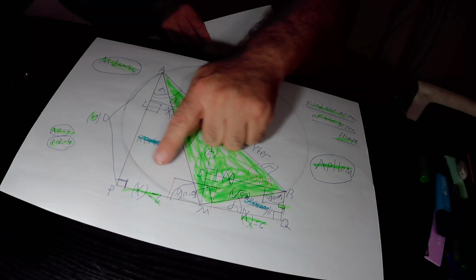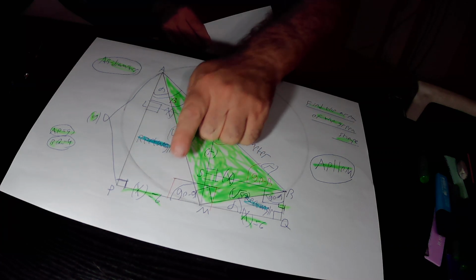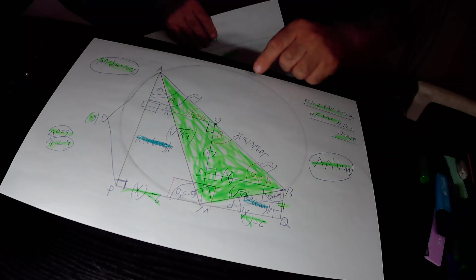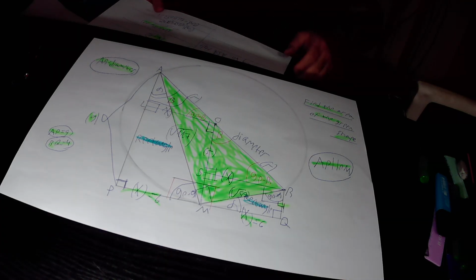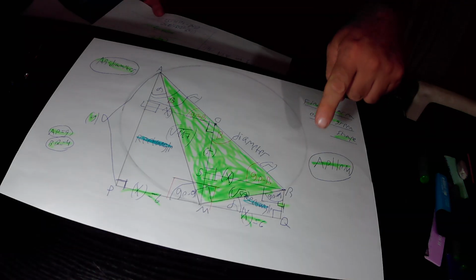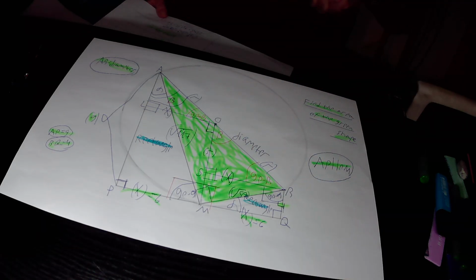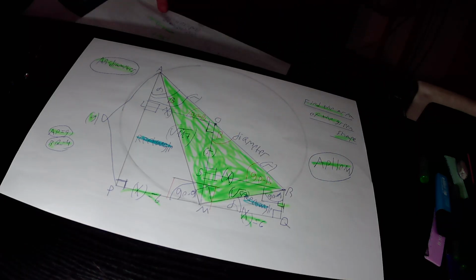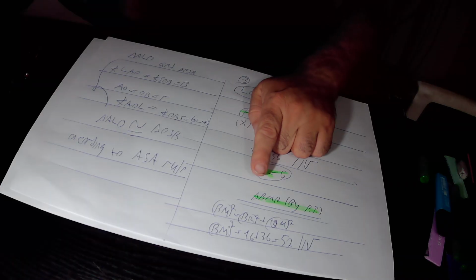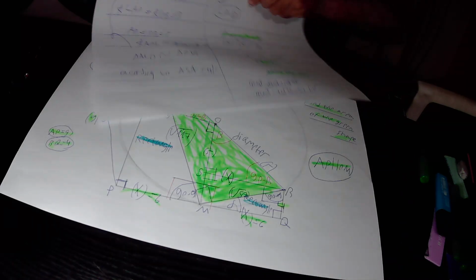So BM is equal to X, which is equal to 6, and X also equals 6. In the next step, we implemented the Pythagoras theorem on this triangle BMQ. According to the Pythagoras theorem, BM squared equals BQ squared plus QM squared.